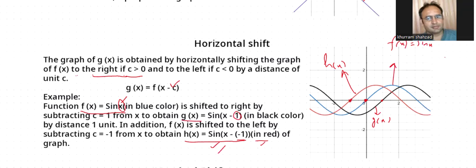So if we use a positive number here in place of c, then this graph will be shifted to the right. But if we use a negative number here in place of this c, the new function's graph will be shifted to the left, like was the case with h of x. We used -1 in place of c, then this graph is shifted to the left. So this is the horizontal shift of the graph.